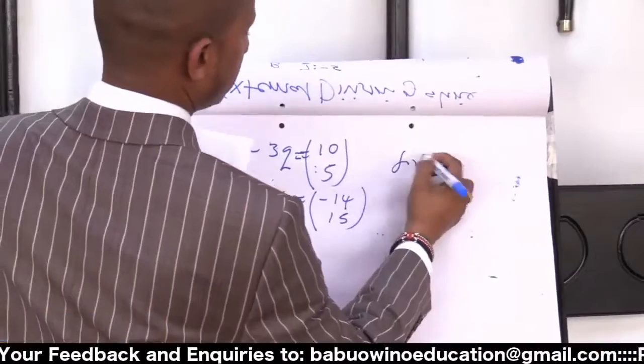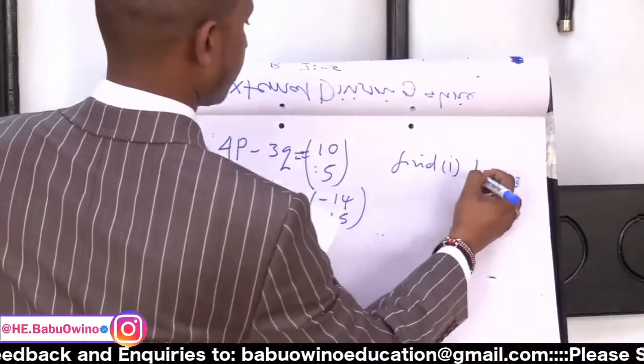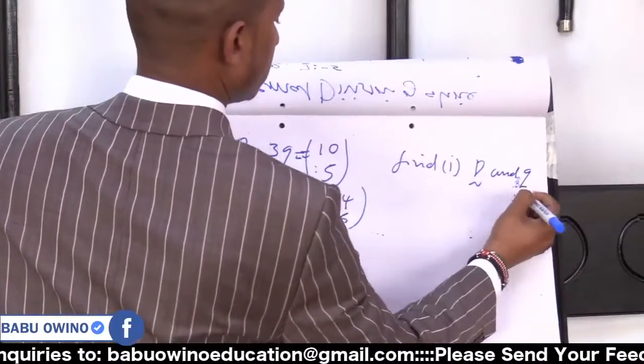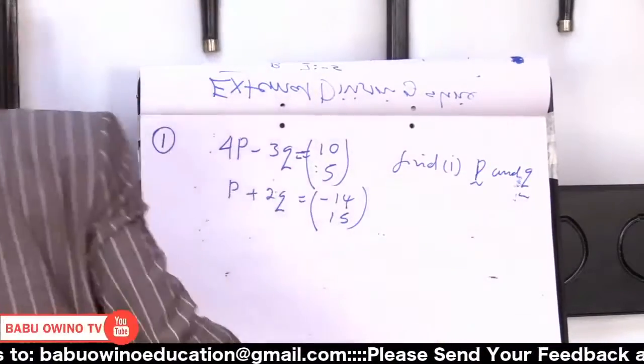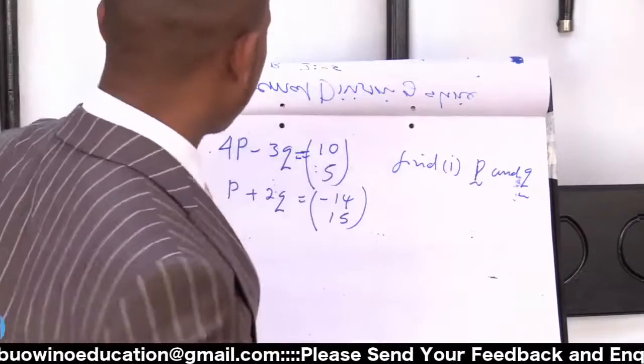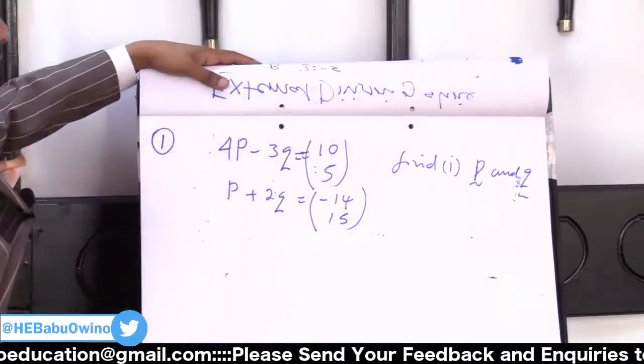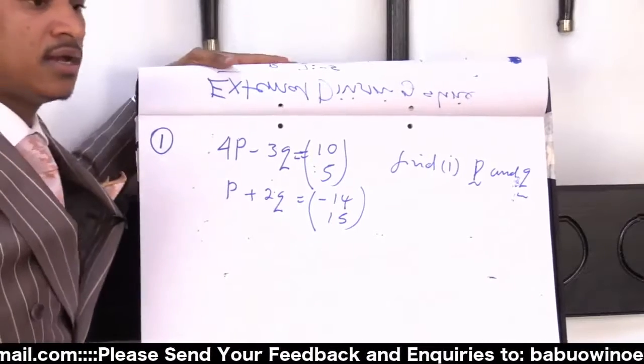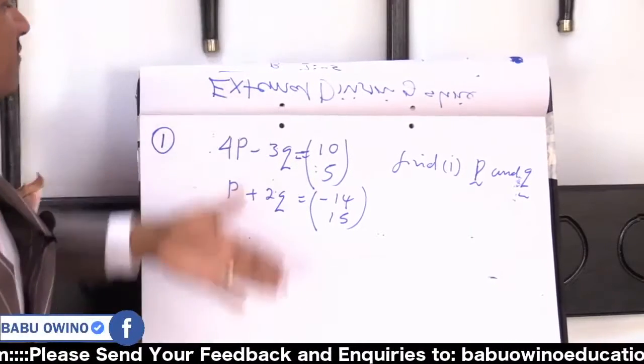Find P and Q. So when you are told to find P and Q, remember this question has been given more or less the same as a simultaneous equation. So you just solve this simultaneously.